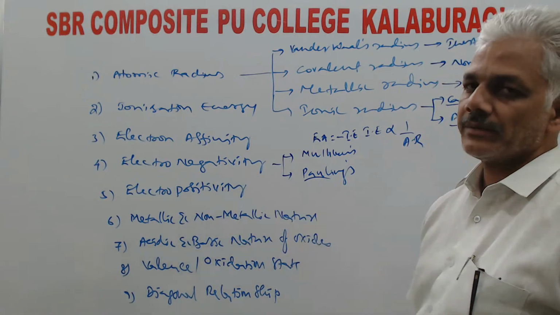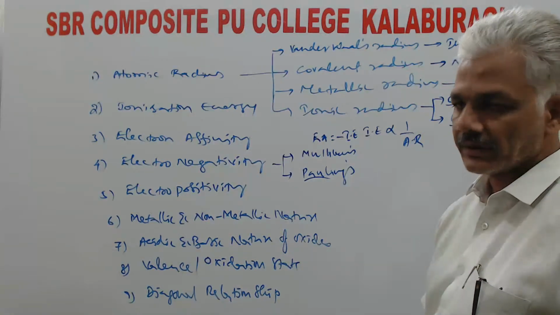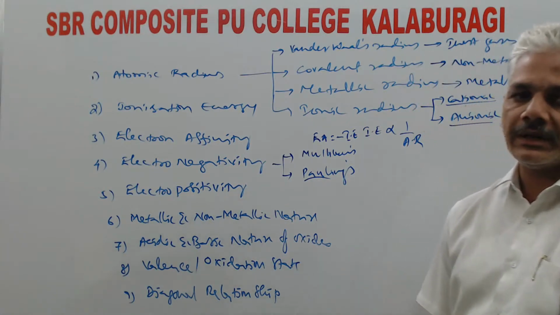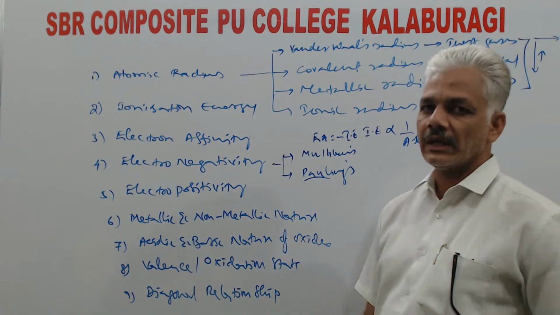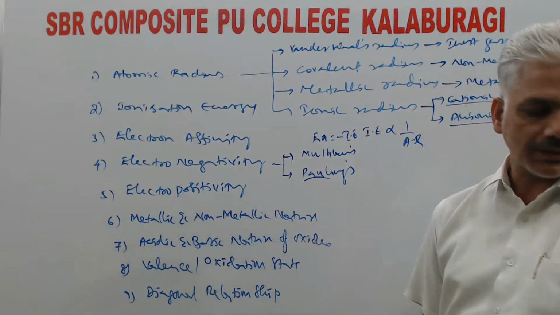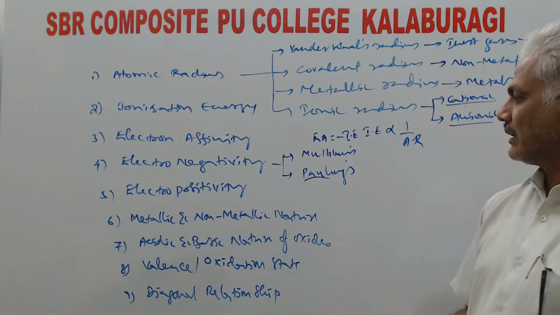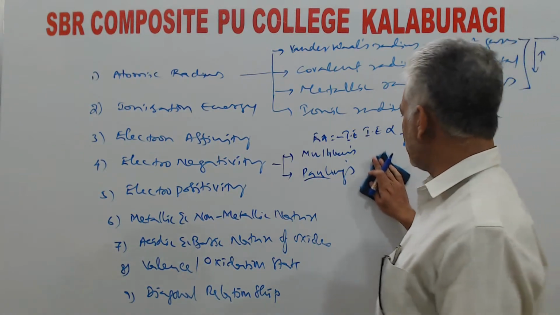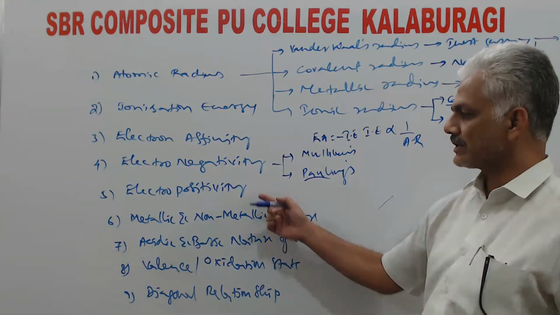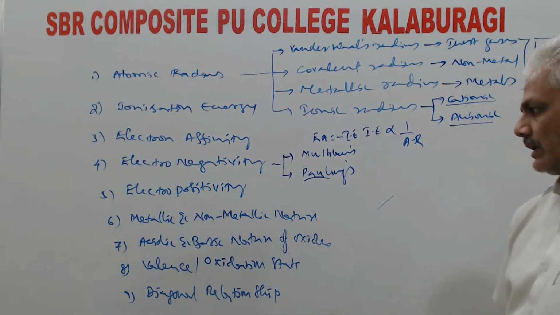Electropositivity is the opposite property of electronegativity. Electropositivity indicates the ability of an atom to lose electrons. So, electropositivity is directly proportional to atomic radius. Along a period, the electropositivity decreases and down the group, electropositivity value increases.